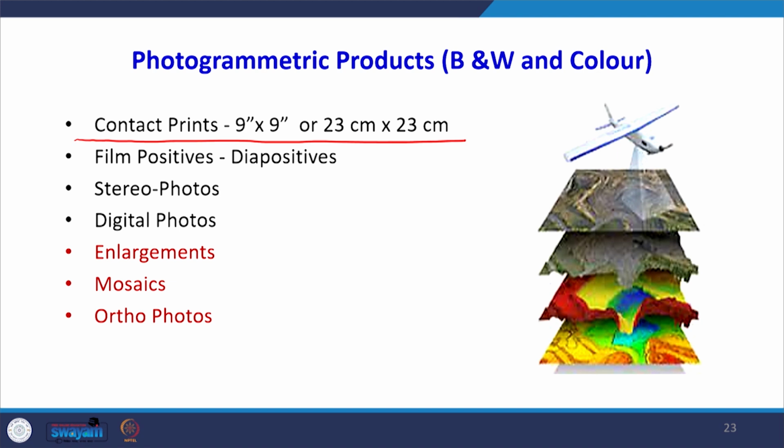When the analytical photogrammetry and analog instruments came, then we required the film positives and diapositives.